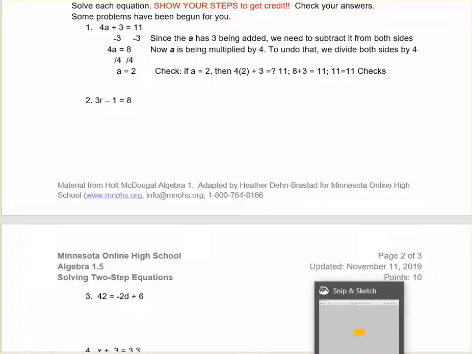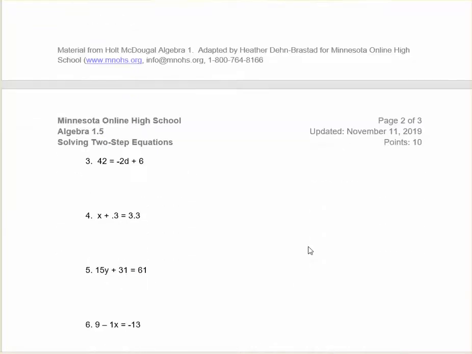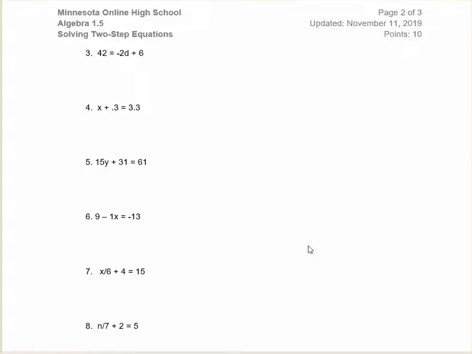So let's look at, I'll solve one of these to practice a little bit. How about number 5? So the first thing again is to think, what is the variable? In this case it's y. And what's happening to the variable? The variable is being multiplied by 15 and it has 31 added to it. So we are going to use inverse operations, and the first thing we would do is to subtract the 31 from both sides. So I write minus 31 underneath both sides.